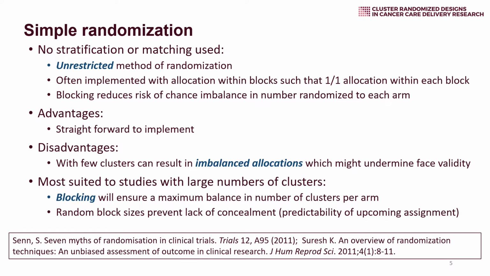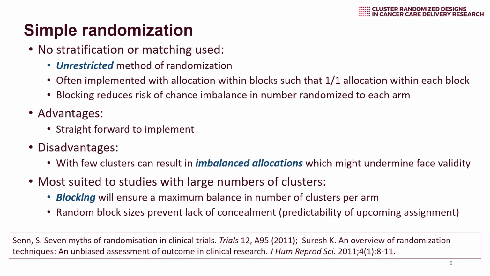So let's start by looking at simple randomization. In simple randomization, there's no stratification, no matching. It's what we might call an unrestricted method of randomization, with the exception that it's often implemented with allocation within blocks, such that there's a one-to-one allocation within each block. And this prevents an imbalance in the total number of units allocated to each arm.